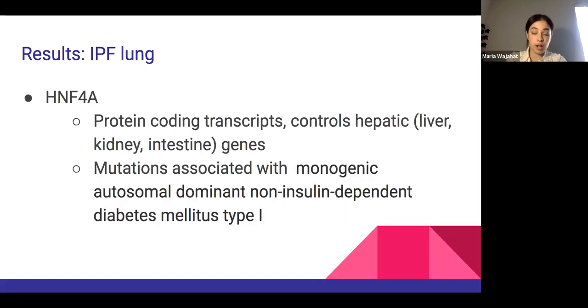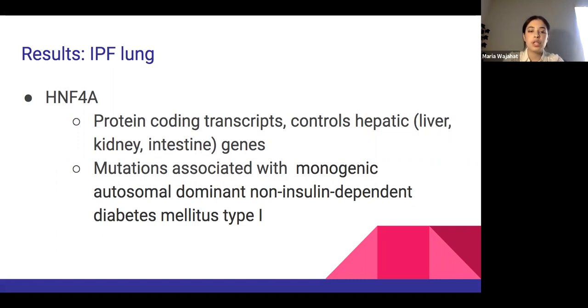So after we did the gene ontology, we took these lists of transcripts and put them into the GOrilla server. This is the result for the IPF transcripts, or the transcripts that were dependent on AUF1 on the IPF lung matrix. One of the protein coding transcripts that shared a lot of similarities with the transcripts on the IPF lung matrix was HNF4A. This is essentially a transcript which controls a lot of hepatic genes, so liver genes.